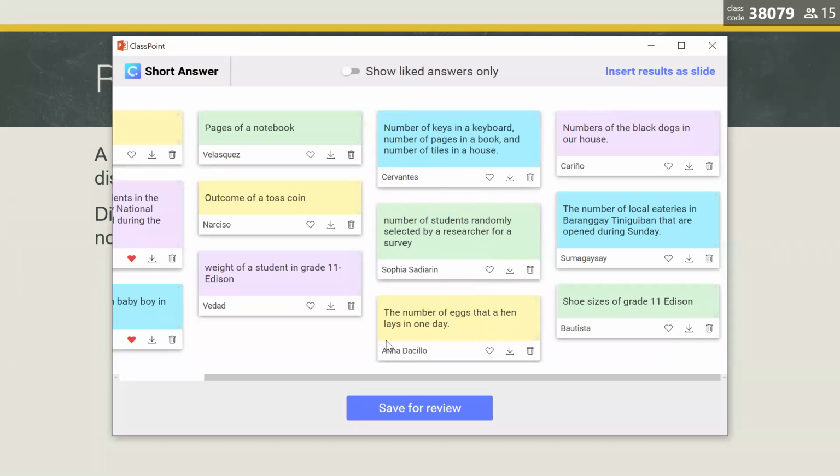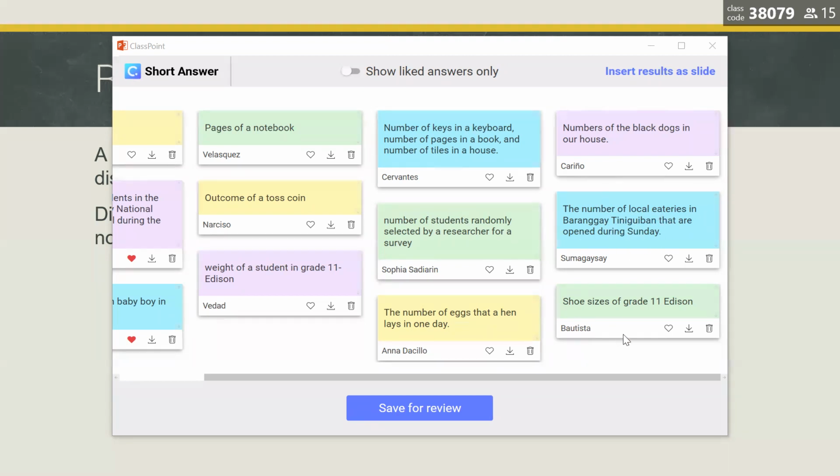Okay. Ayan, number of students randomly selected by a researcher for a survey. Pwede rin. Okay, the number of eggs that a hen lays in one day. Pwede. Number of black dogs in our house. Kung in your house lang, hindi siya pwede. Kailangan maraming houses. So, baka number of black dogs in each houses in Barangay Tinigiban, that could be. Okay? The number of local eateries in Barangay Tinigiban that are open during Sundays. Okay, this is correct. Pwede.